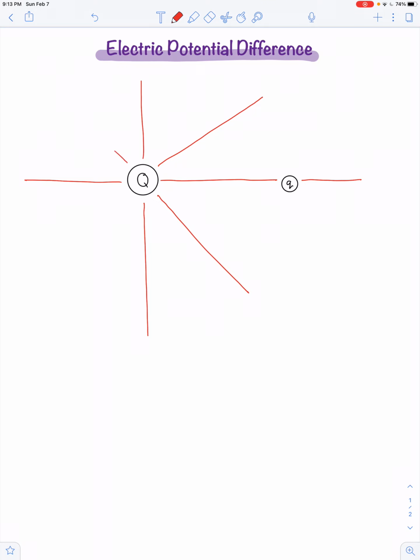Imagine we have 2 point charges, one capital Q, one lowercase q. Let's picture the electric field due to the charge capital Q. Of course, each of the 2 charges has an electric field that it creates. But I want to picture how the charge lowercase q is responding to the charge capital Q. We could do this the other way around.